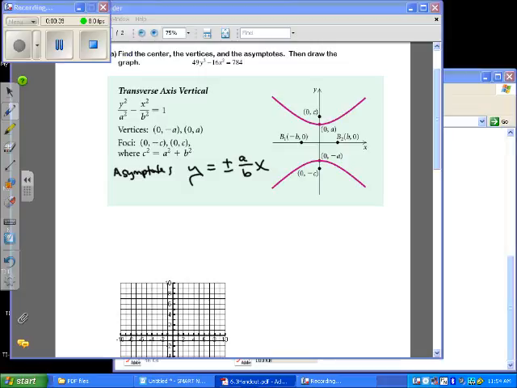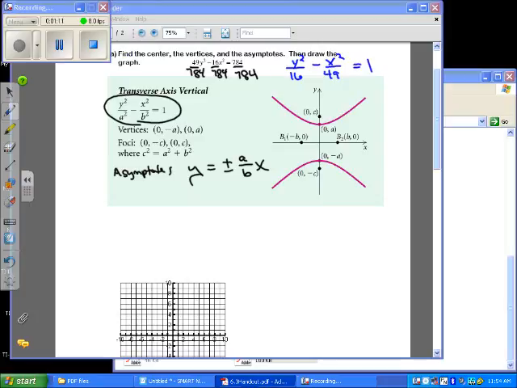Now we're going to find the equation. We're going to put the equation in the correct form, and the way we're going to do that is we're going to divide everything by 784. When we do that, this is what we end up with: y squared over 16 minus x squared over 49 is equal to 1.